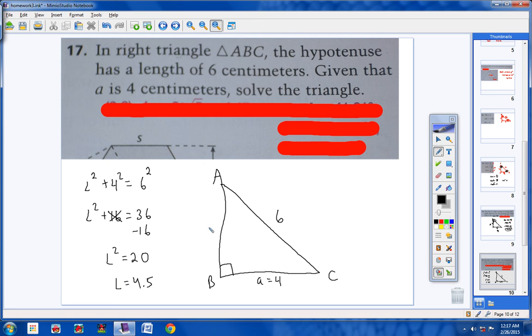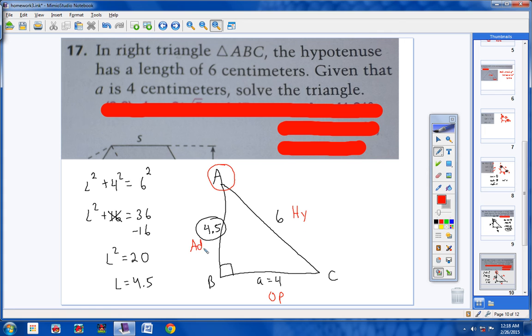Okay, so put that right here, 4.5. So there's one answer. Now, students, I do not care if you solve for angle A or C. That is totally up to you. I'm going to go with A. So I circle A. That makes this my opposite. This is my hypotenuse, and this is my adjacent.